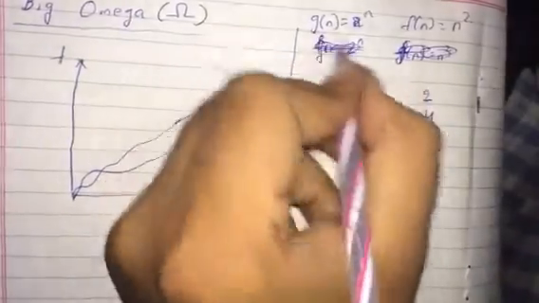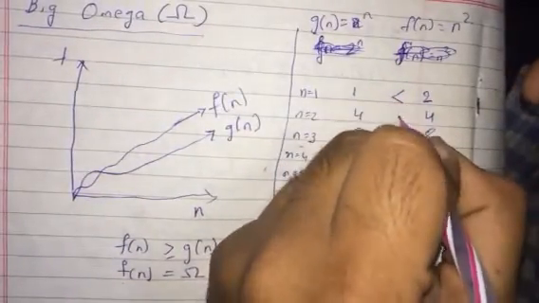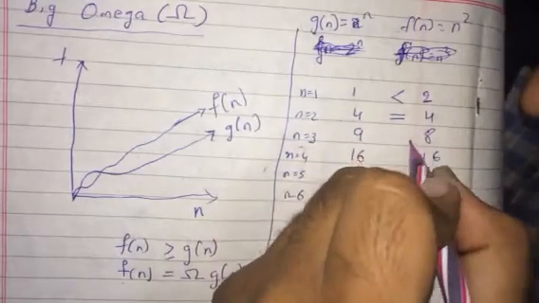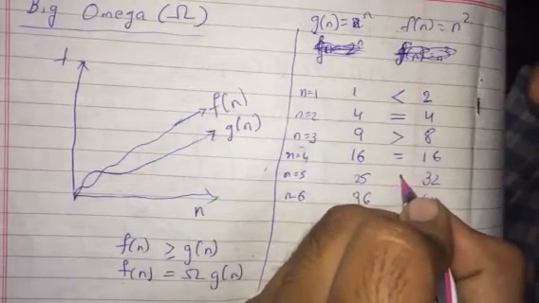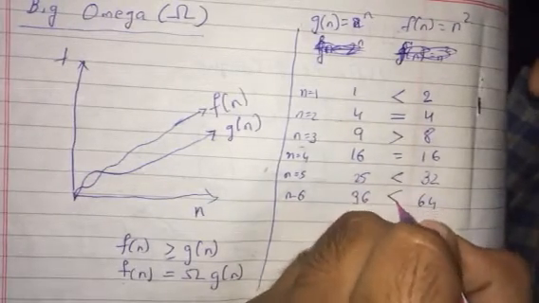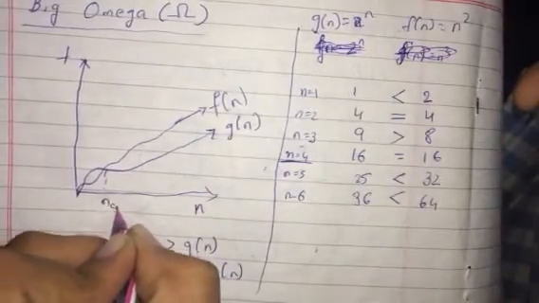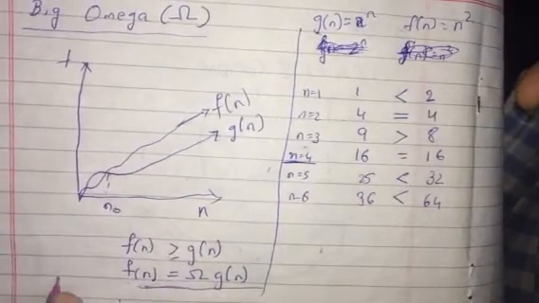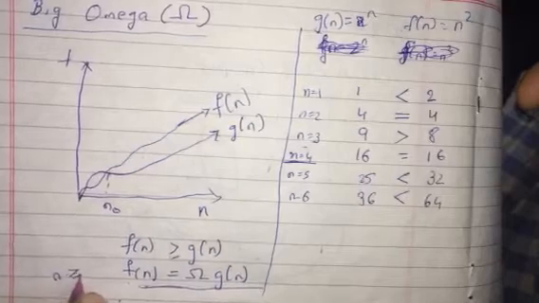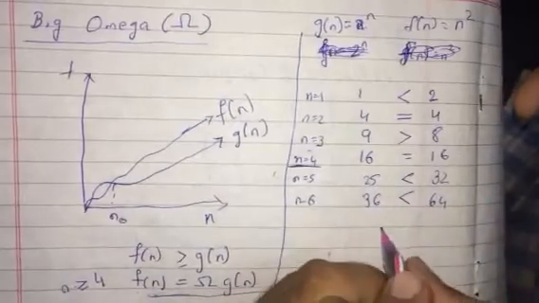Now this is your g of n, this is your f of n. Now what are we supposed to do? Finding the relation. Here f of n is greater, here both are equal, here g of n is greater, here both are equal. So from this point n equal to 4 and n naught, we can say that this condition is satisfied if and only if n is greater than or equal to 4, then this condition is satisfied for the given particular problem.